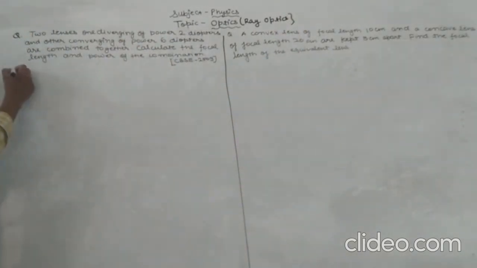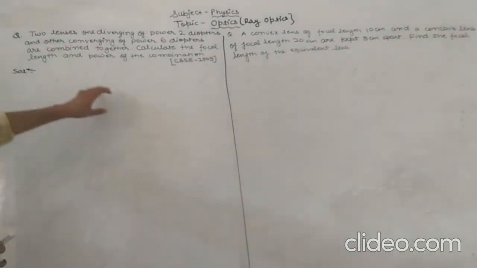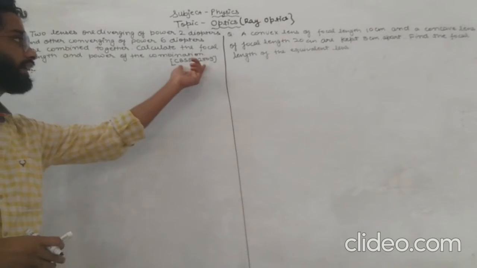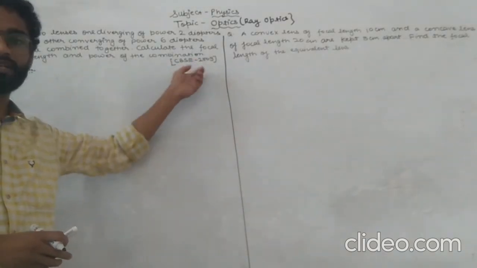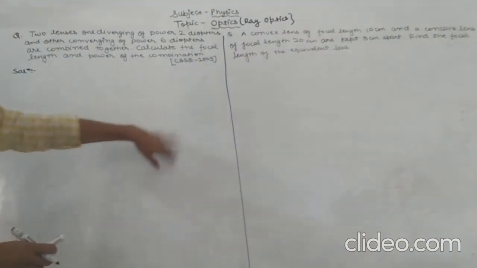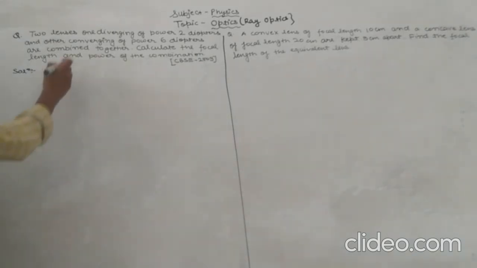The very first numerical written on the board is: two lenses, one diverging of power 2 diopters and the other converging of power 6 diopters, are combined together. Calculate the focal length and power of the combination. This one is very important, a very easy numerical. I have written CBSE 2009, as it came in CBSE 2009. So let us solve this numerical.